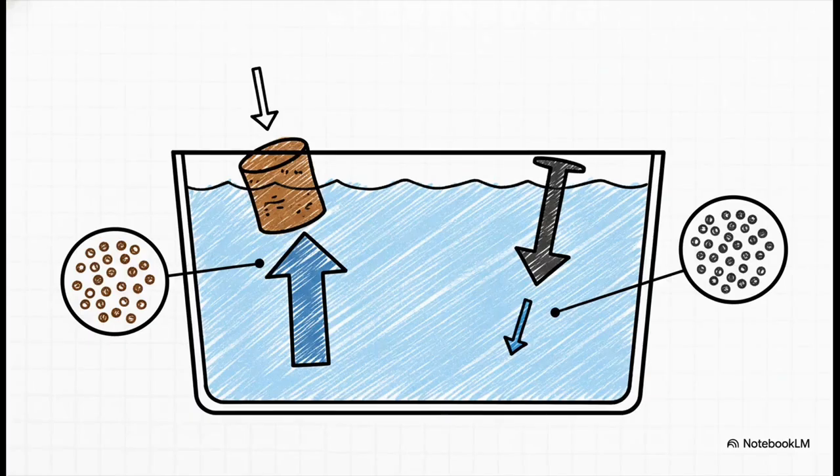So ultimately, the winner of this whole tug of war really just comes down to one thing: density. An object that's less dense than the fluid it's in, like this cork, is going to float every time. But an object that's more dense, like an iron nail, well, it's going to sink, because the downward pull of gravity on it is stronger than the upward push from the water it displaces.